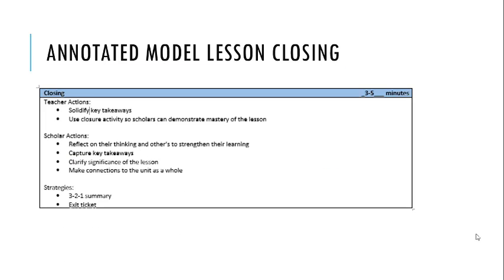For the closing, teachers should solidify key takeaways and use a closure activity or exit ticket. Scholars should be able to reflect on their thinking, capture any key takeaways, and understand the significance of the lesson in order to complete the closure activity. The exit ticket could be scholars seeing two different communities, and they have to distinguish which one is a home community and which one is a school community. Or you could always do a 3-2-1 closure, and that's where you ask scholars for 3 things we did in the lesson, 2 things they learned, and 1 thing scholars still have questions about.